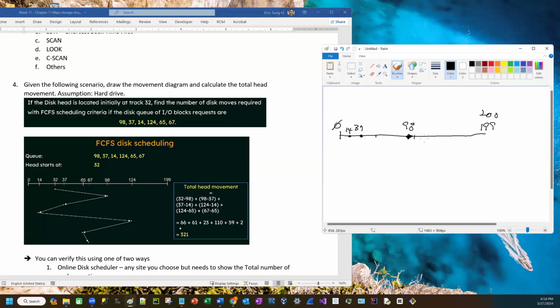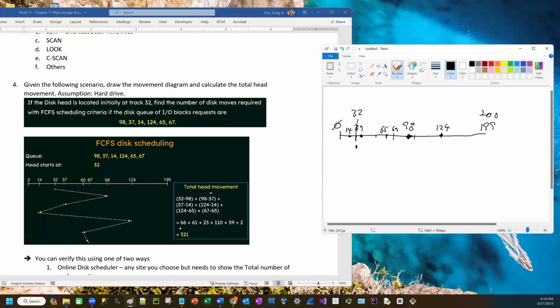And then 124 should be here somewhere, right? So I'm gonna say 100, 150, 124 is like here. So 124. And then 65 is in between here, maybe like here somewhere, right? 65, and I see 67. So I'm gonna say 67 here, okay? And then you're starting at, they tell you it's gonna start at 32. So I'm like right here, right? So I'm starting right here, 32, okay?